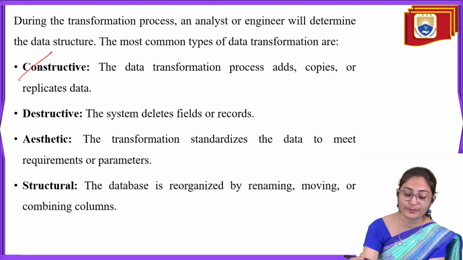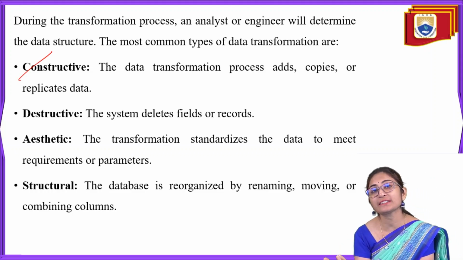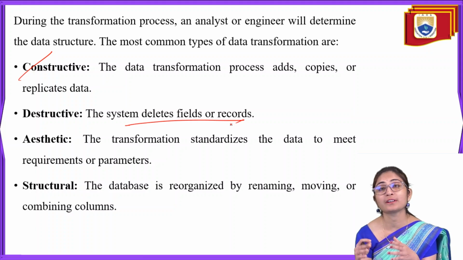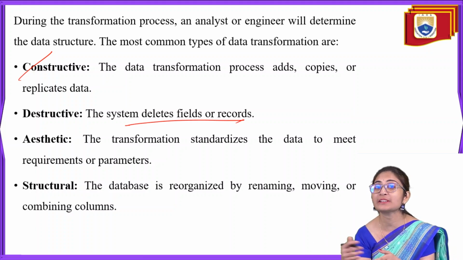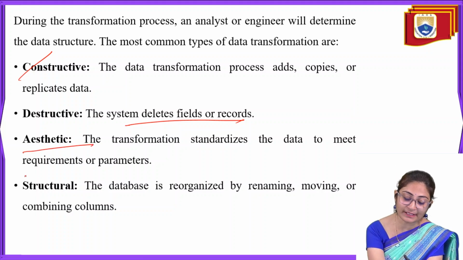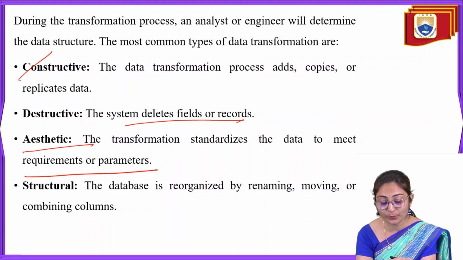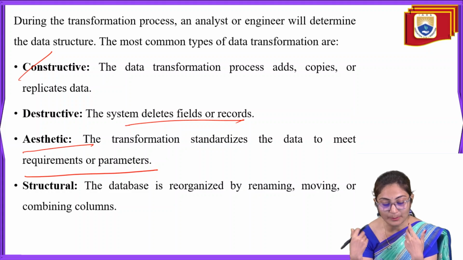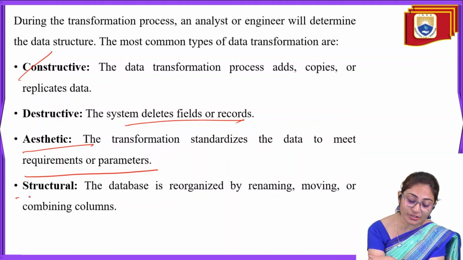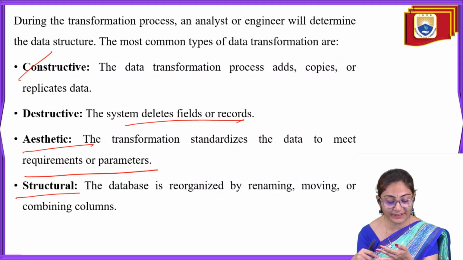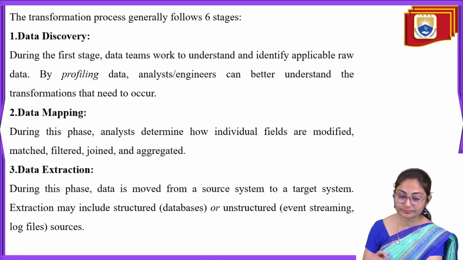First one is constructive. Constructive means the data transformation process adds, copies, or replicates your data. Then destructive, where if there are fields and records available, then we can delete the data. Aesthetic transformation standardizes the data to meet requirements or parameters. We have to check that our data is meeting a particular requirement or not. Then structural, where the database is reorganized by renaming, moving, or combining the columns.